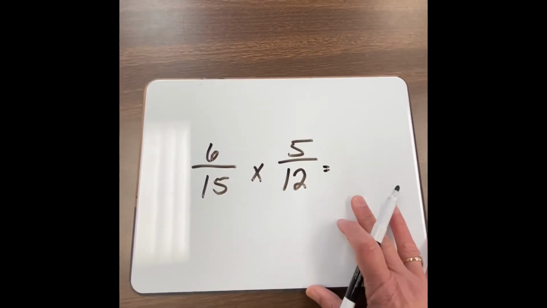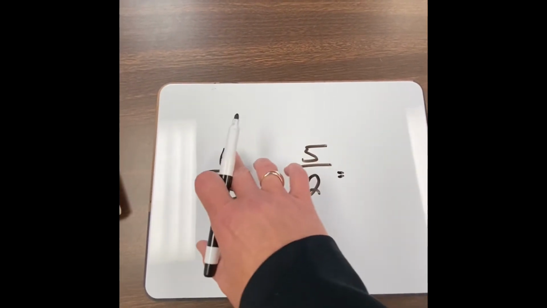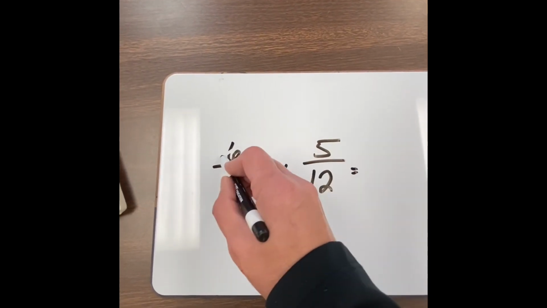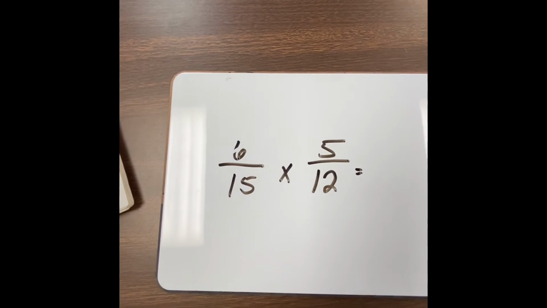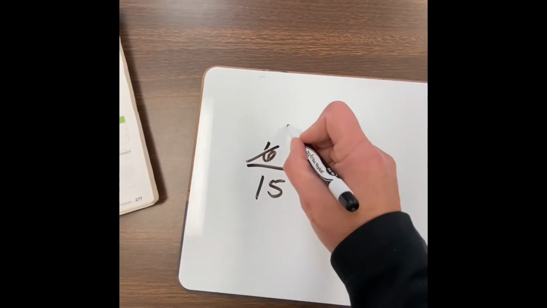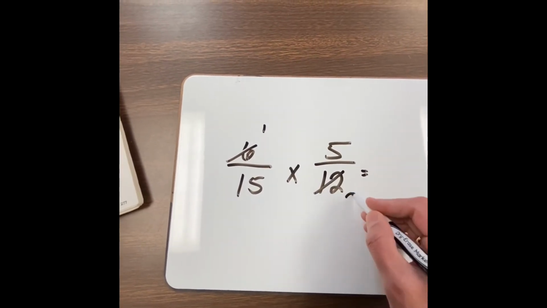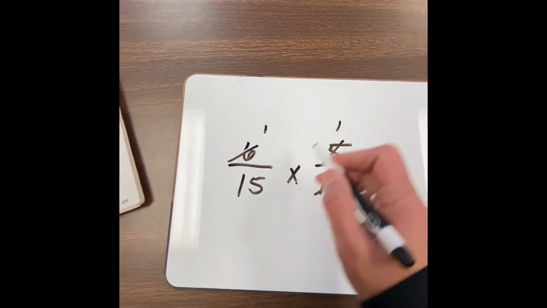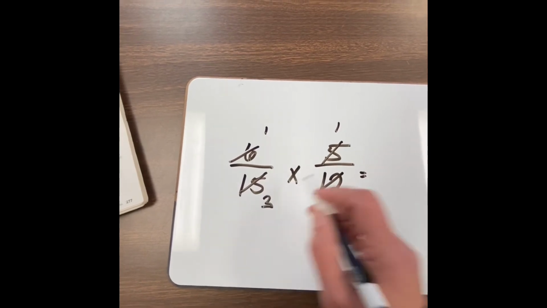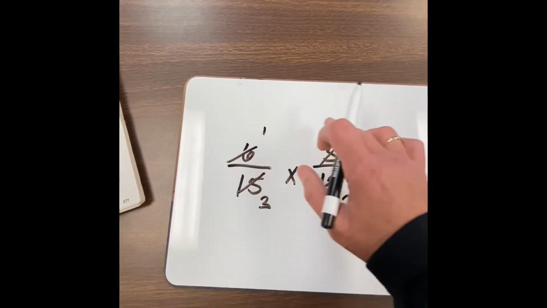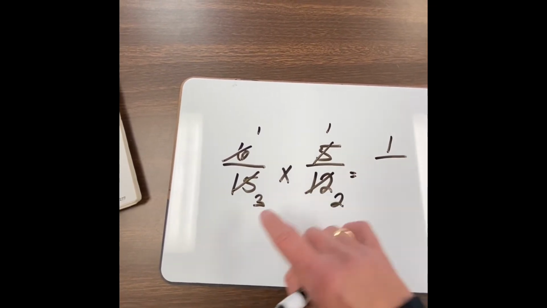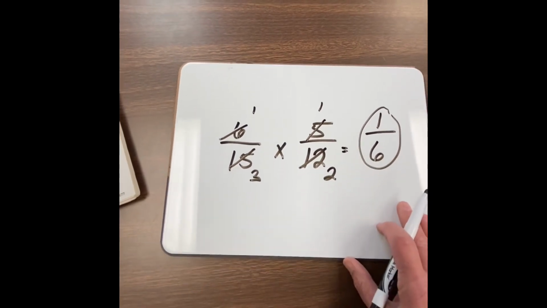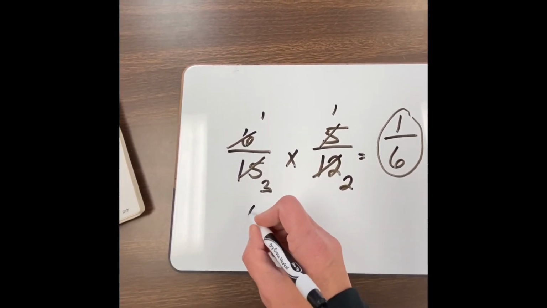Okay, let's look at it. Can 6 go into 12? 6 is a factor of 12. So 6 goes into 6 one time. 6 goes into 12 two times. Okay, what about the 5 and the 15? 5 goes into 5 one time. 5 goes into 15 3 times. So 1 times 1 is 1. 3 times 2 is 6. So 1/6.